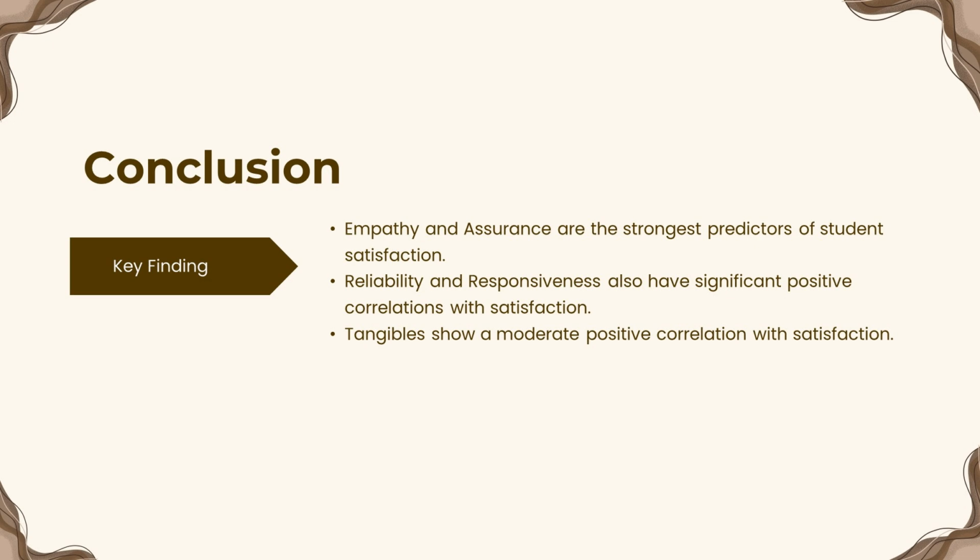Conclusion. To conclude this study examining the relationship between service quality dimensions and student certification toward the Student Affairs Division, our analysis found that empathy and assurance were the strongest predictors of student certification, with both dimensions showing a very high positive correlation with certification. This suggests that students highly value personal attention and confidence in the service provided.